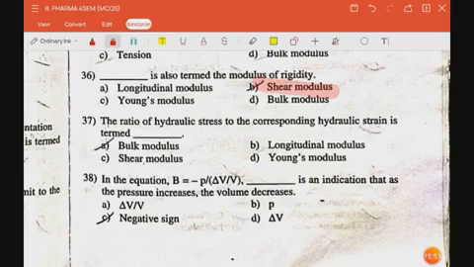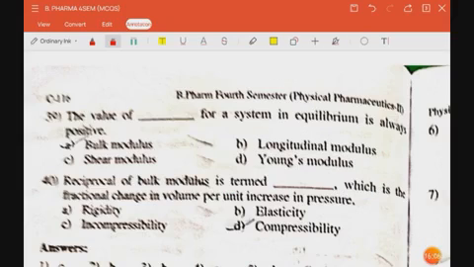The next question is ratio of hydraulic stress to the corresponding hydraulic strain is bulk modulus. The next question is in the equation dash is an indication that as the pressure increases the volume decreases. The answer is negative sign. For a system in equilibrium, dash is always positive. The answer is bulk modulus. The next question is reciprocal of bulk modulus is termed dash, which is the fractional change in volume per unit increase in pressure. The answer is compressibility.